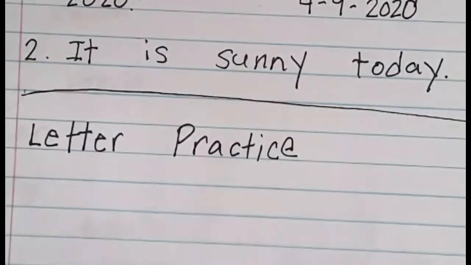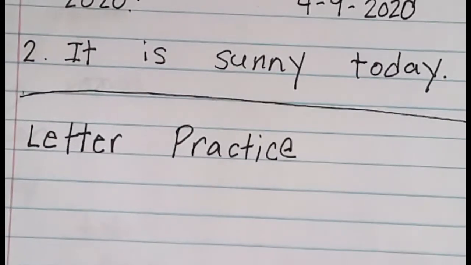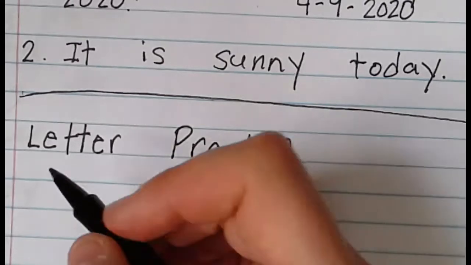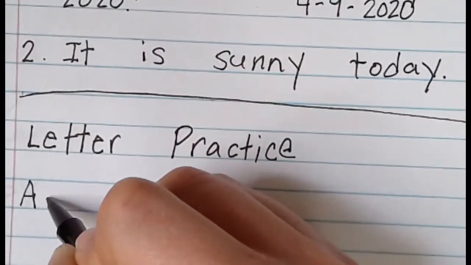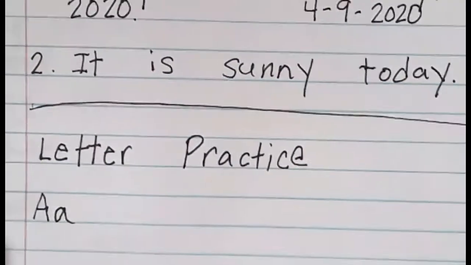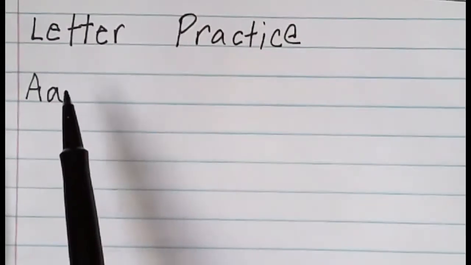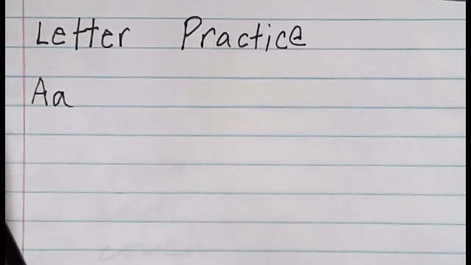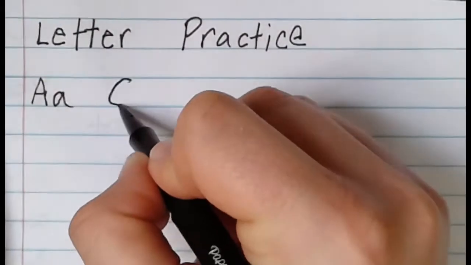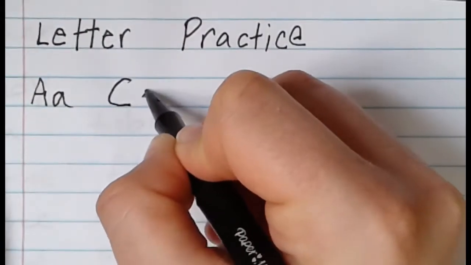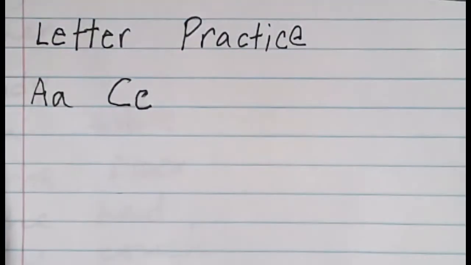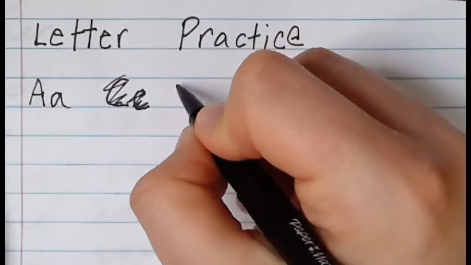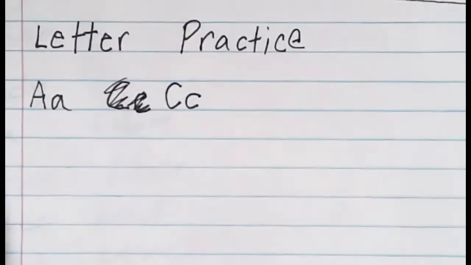Okay. Today the letters are A, big A, small A, C, big C, small C. This one's no good. Let's do that again. Big C, small C. Oh yeah, that's better.